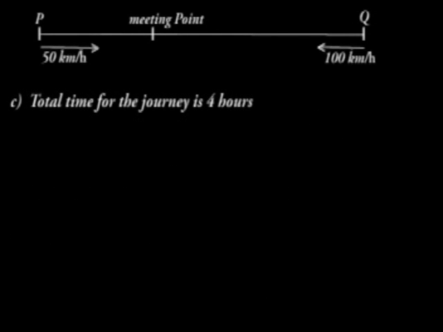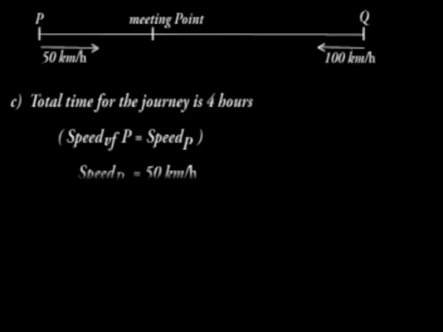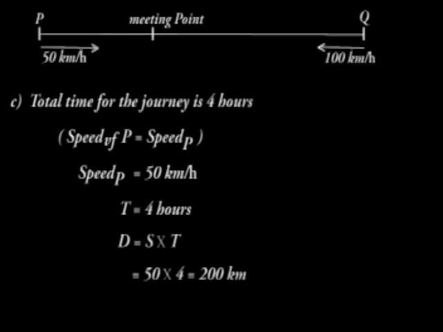C. How far from P will they meet? Total time for the journey is 4 hours. Let's find how far the car from P will be after 4 hours. Speed of P is 50 kilometers per hour. The time it takes is 4 hours, and the distance it will have covered will be 50 times 4, which is 200 kilometers. The cars will meet at 200 kilometers from point P.